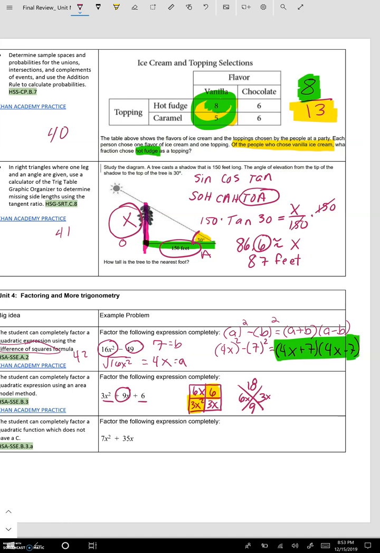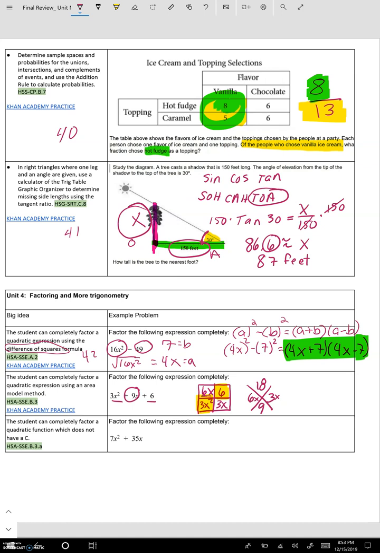And then it doesn't matter where you start. So I'm going to start with these 2 6's because they have a 6 in common. So I'm going to pull that out. And I know 6 times x is 6x. And I know 6 times 1 is 6. And I know 1 times 3x must be 3x. And I can check myself with this last one. Is 3x times x 3x squared? It is. So I have factored it to be 3x plus 6 times x plus 1.